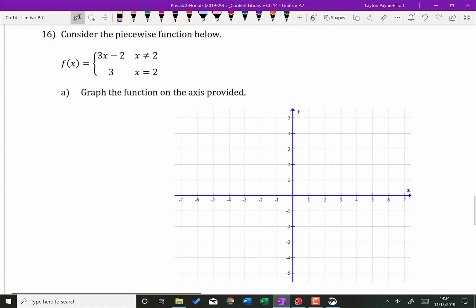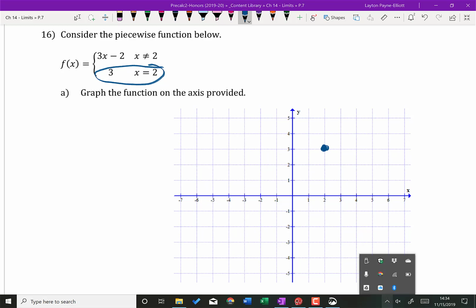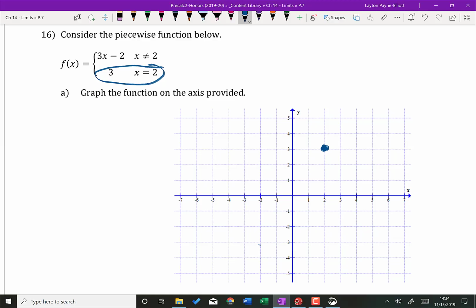Consider the piecewise function below. You're going to graph this on this graph. This should take all of about 12 seconds to do. Remember, you're graphing this as a single ordered pair, 2, 3. And whenever x is not 2, you graph 3x minus 2. I think you guys can graph 3x minus 2. Remember, you're putting a hole at x equals 2, so you should have a y-intercept at negative 2, up 3 over 1, hole at 2, 4.